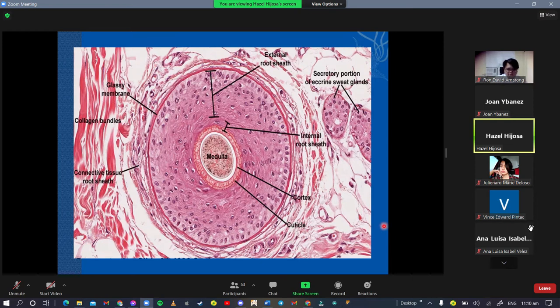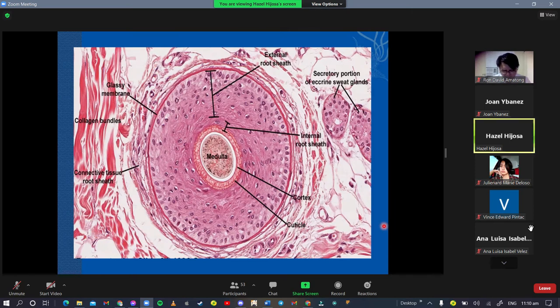The medulla, Doc, is composed of closely packed cells. What else? What type of keratin is present in the medulla? I'm not sure about this one, Doc.